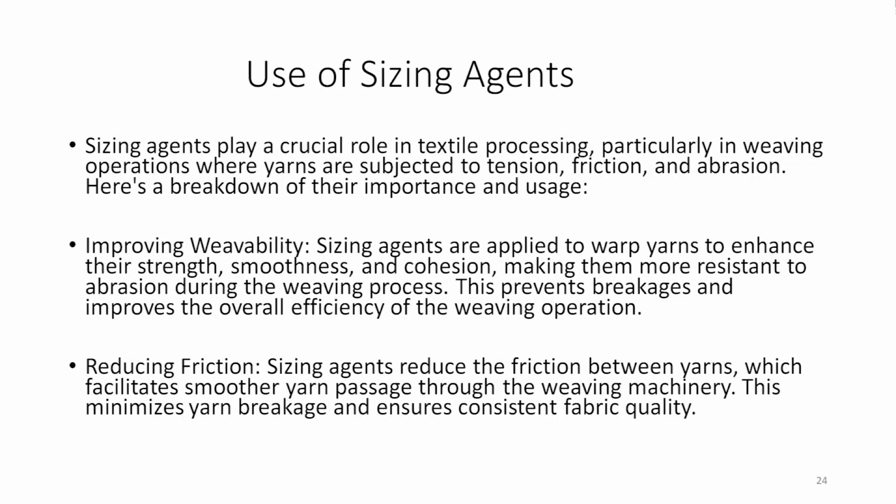Sizing agents play a role in textile processing, particularly in weaving operations where yarns are subjected to tension, friction and abrasion. And here is a breakdown of their importance and usage. Improving weavability. Sizing agents, as we saw earlier also, are used for improving the weavability. Sizing agents are applied to warp yarn to enhance their strength, smoothness and cohesion, making them more resistant to abrasion during the weaving process. This prevents breakages and improves the overall efficiency of the weaving operation.